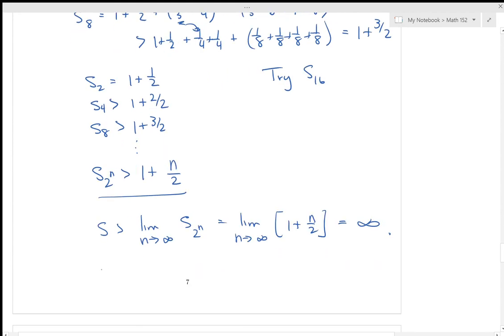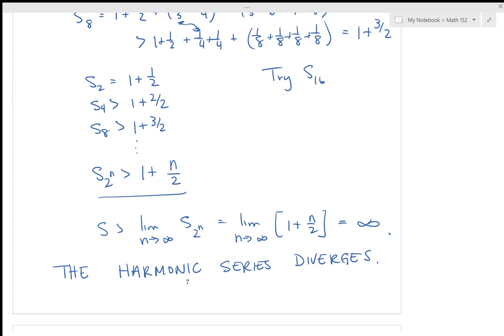Allow me to write this. This is the block capitals. I'm sort of shouting at you, I guess, when I write in block capitals, but this sort of deserves to be shouted out. The harmonic series diverges. An important result. You'll sort of see it's, in some sense, a bit of a line in the sand.